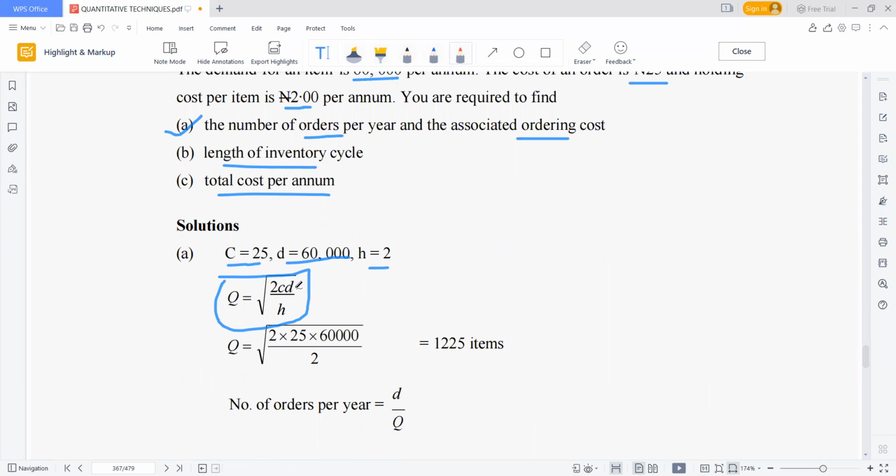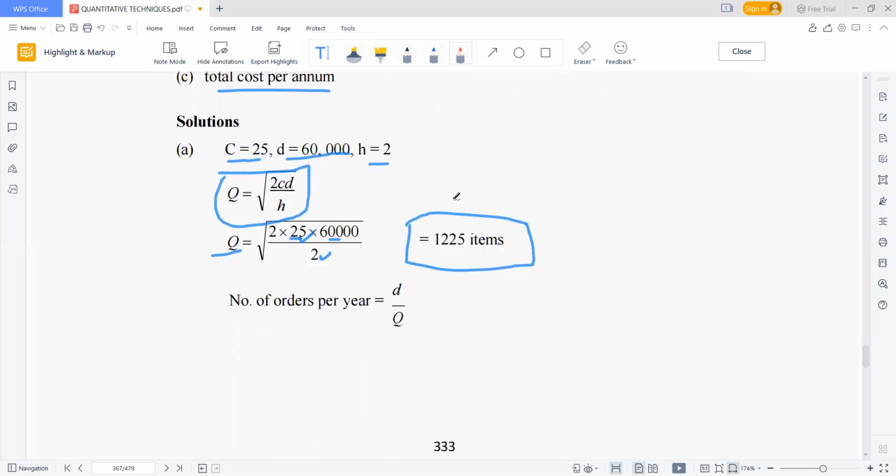EOQ is the square root of 2CD all over H, or you say the square root of 2DC all over H. Now, we say 2 times C, our ordering cost, which is 25 naira per order, multiplied by demand, which is our D, divided by H. These things are in money, so please note. Once we multiply and take the square root, we get 1,225, which is our Q. To interpret this, 1,225 simply means that the quantity we need to order to minimize cost is 1,225 units or items.